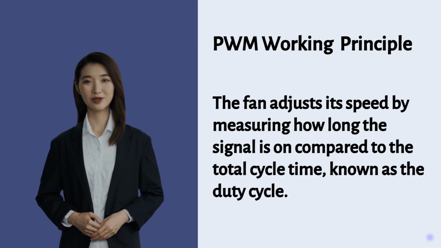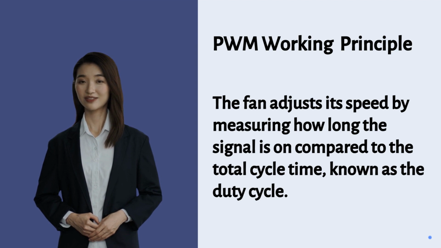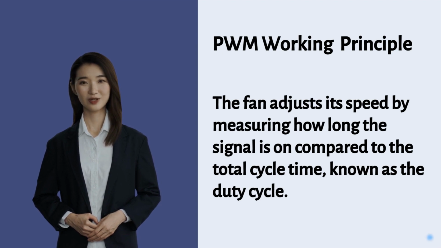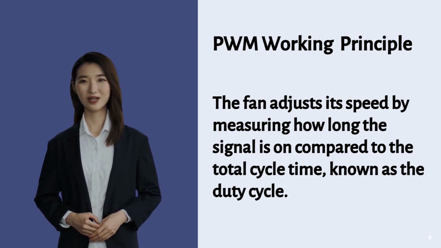Here, we come to PWM work principle. The fan adjusts its speed by measuring how long the signal is on compared to the total cycle time, known as the duty cycle. By changing how long the fan motor is powered on during each cycle, we adjust the fan output power and then fan speed.